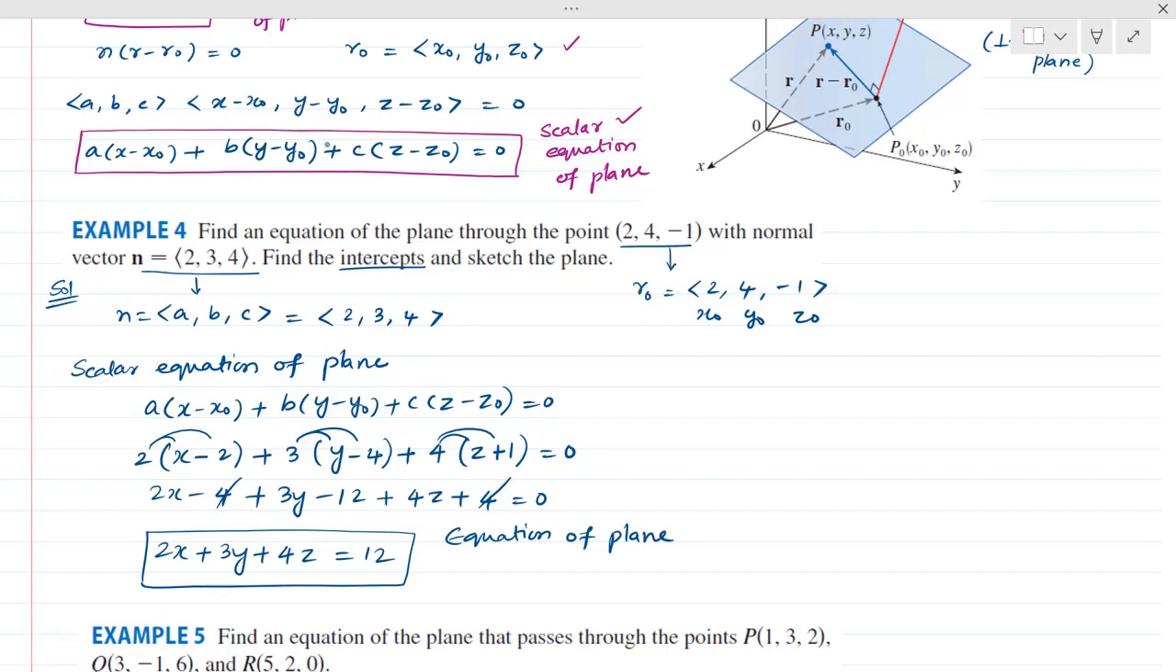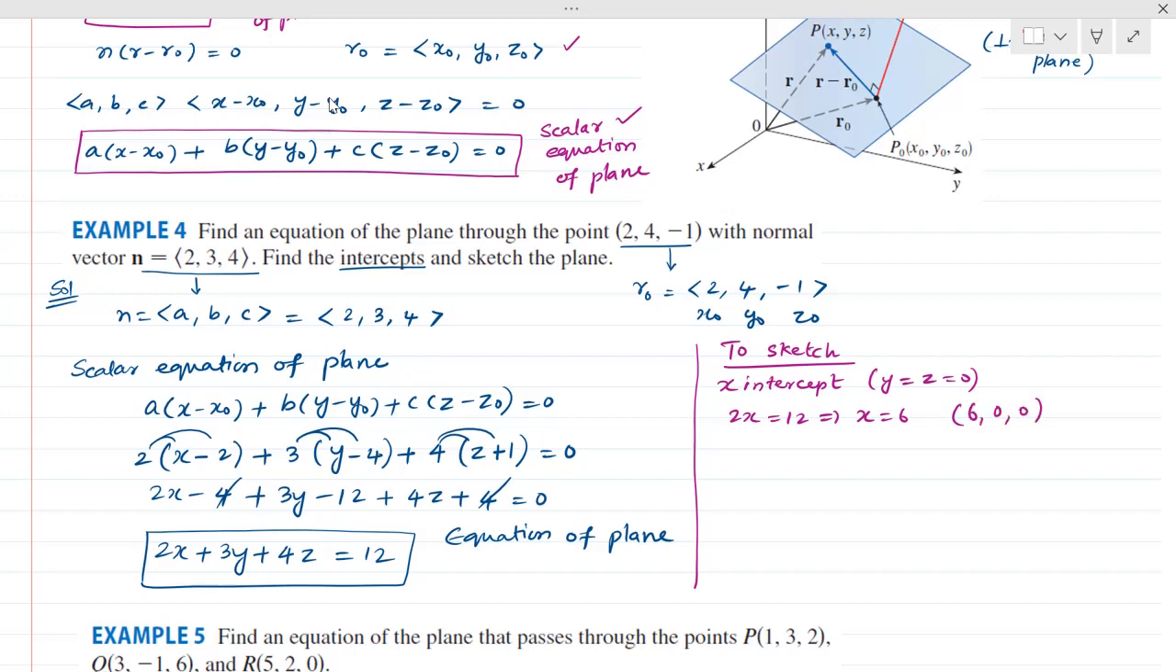Now, in order to draw the graph, we will go with sketching. What is the easiest way of sketching the graph? I will use the intercept form. How will you find the intercepts to sketch the graph? I will start with the x-intercept. For the x-intercept, y and z are equal to 0. Therefore the plane equation becomes 2x equals 12, so x equals 6. So this is the point 6 comma 0 comma 0.